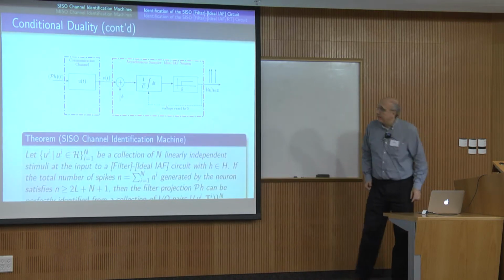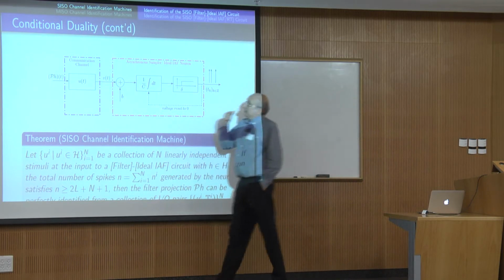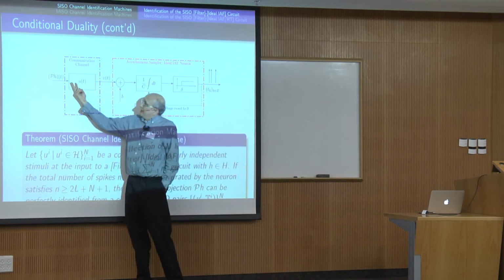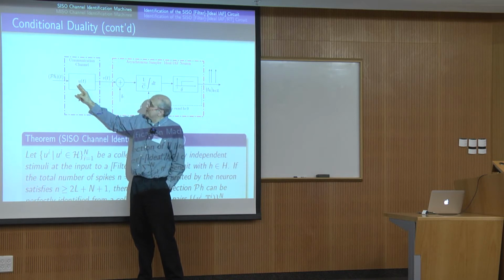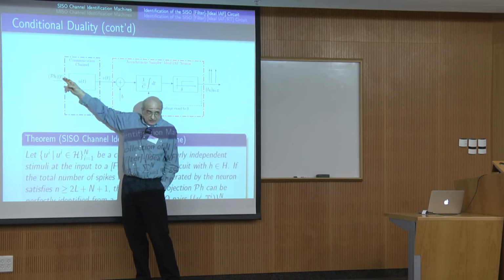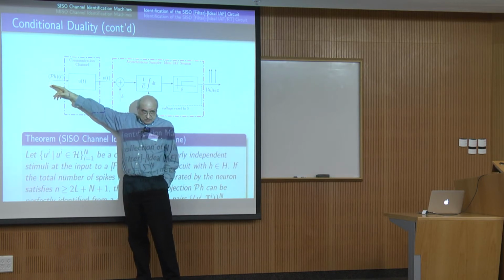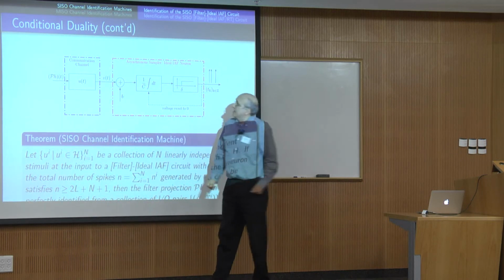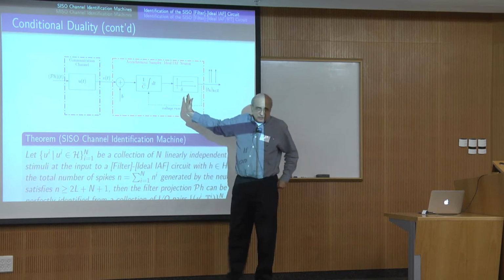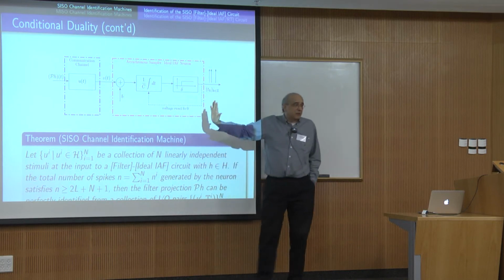This helps us a lot because now what we do is we swap the two. We construct here a filter whose impulse response is actually the input signal U, and then we put the projection of the original filter as being the input signal. And suddenly, the whole problem collapses in terms of analysis because this is now a classical neural encoding problem. It's not a system identification problem anymore.